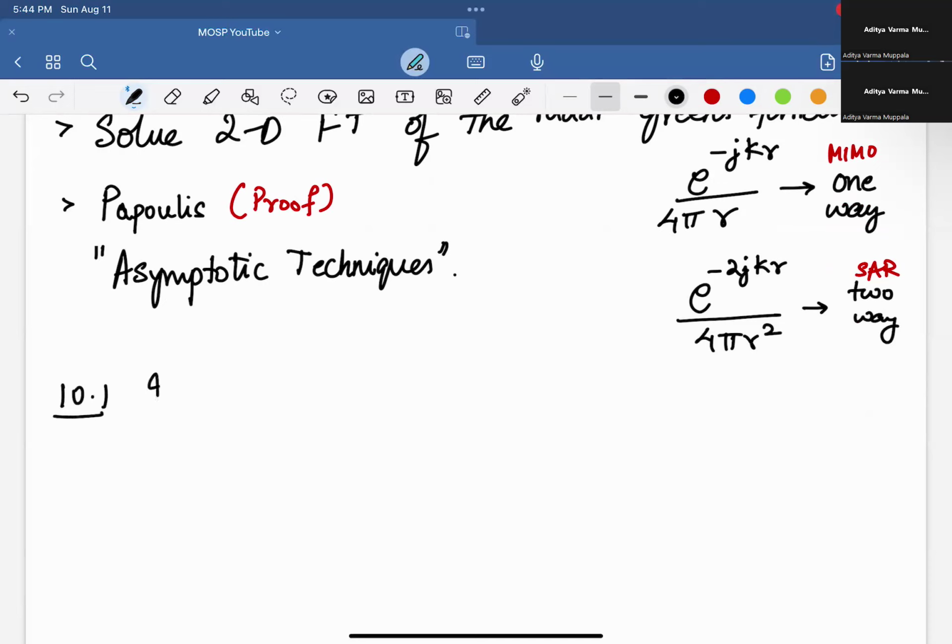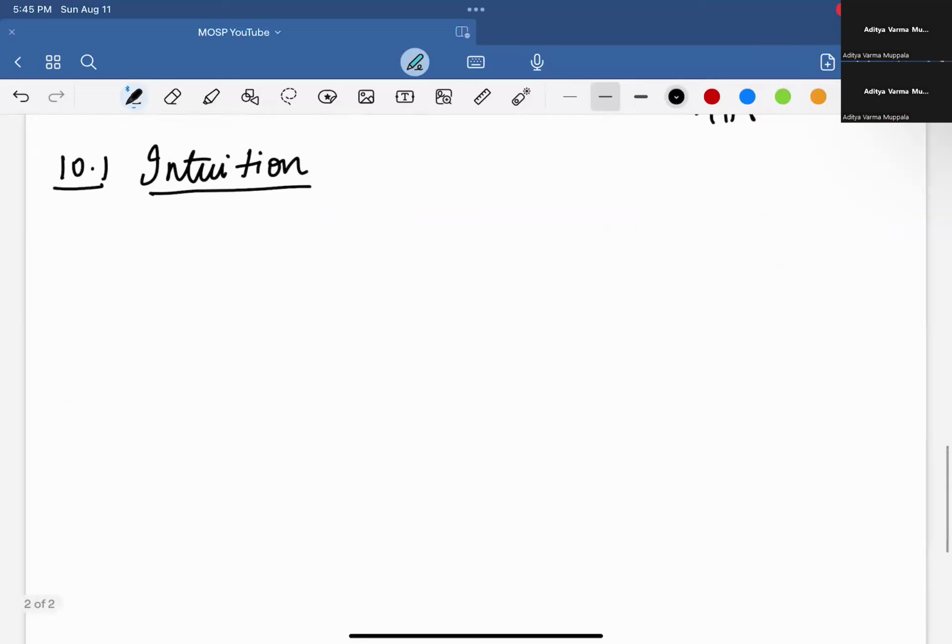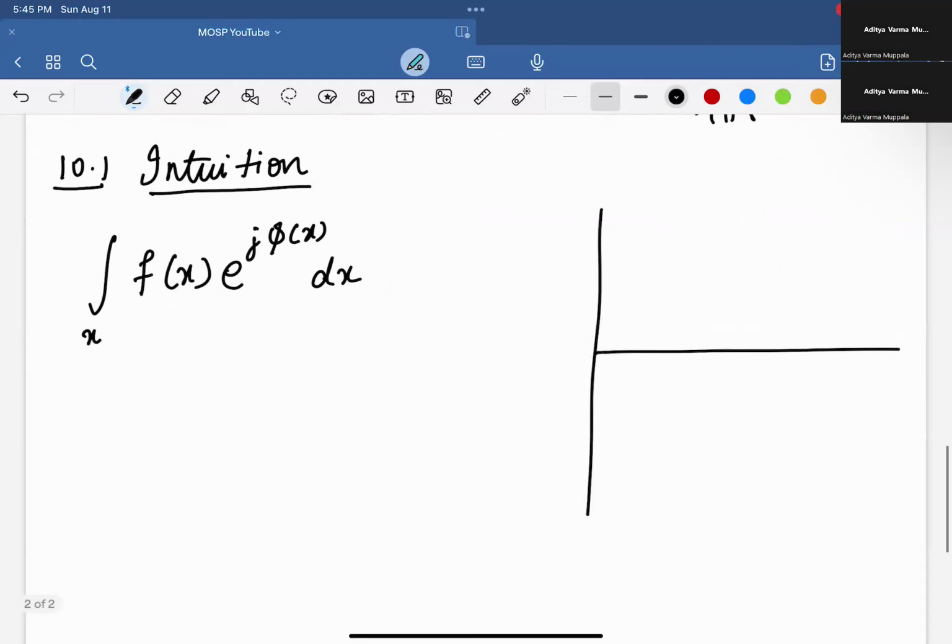We'll start with some intuition behind what this is. So let's say I want to find the integral of some function. The function looks like this, f of x times e to the j phi of x dx. So let's say I want to find this integral, and for argument's sake, I'll say my function looks like this. One part of it is f of x. So let's say it's slowly varying. So let's say this is slow. So it's doing something like this.